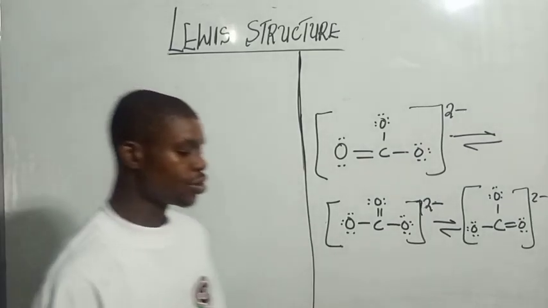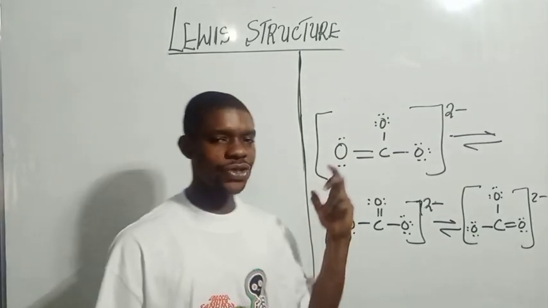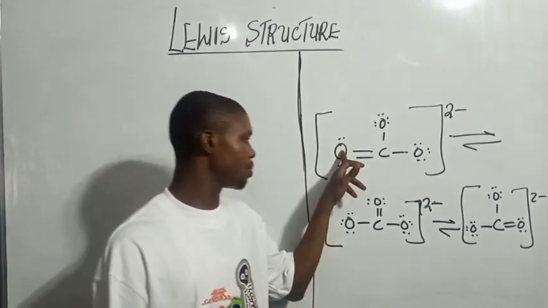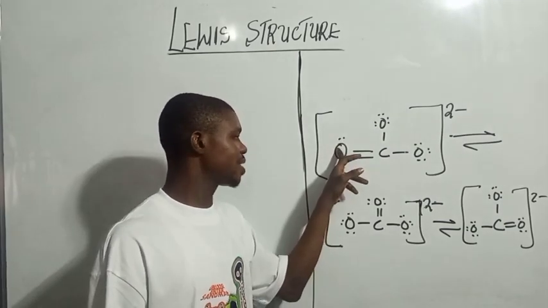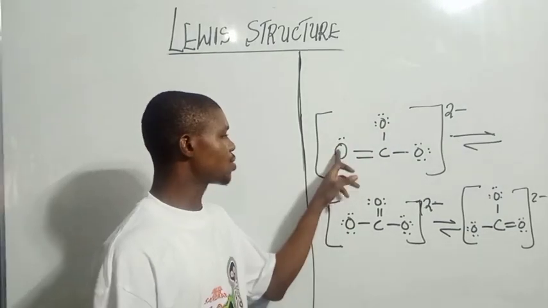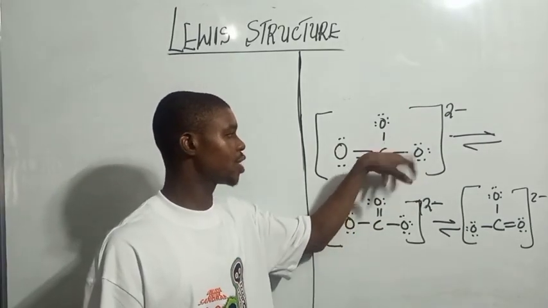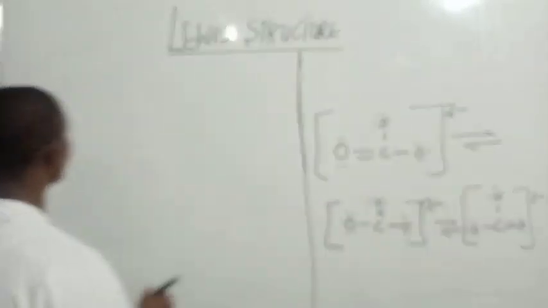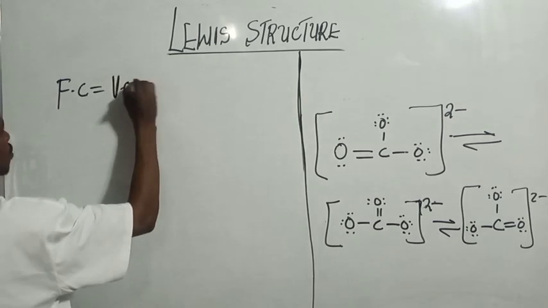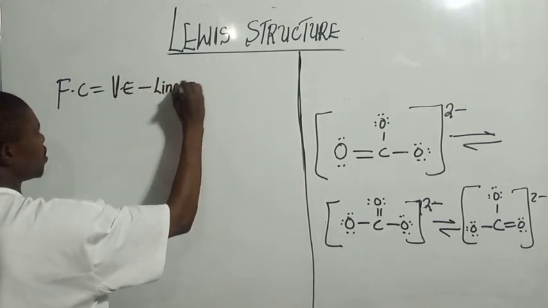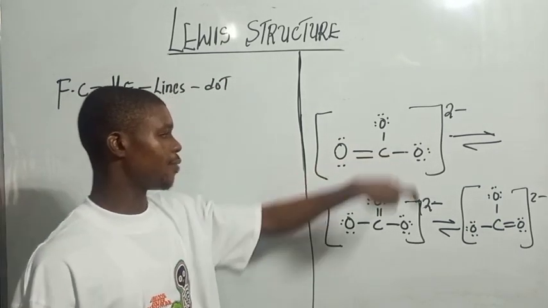So here we have two elements, oxygen and carbon. But you can see that this carbon atom here is not like the other carbon. This oxygen here is not like the other oxygen here. This one has two lines, that is two bonds. Here we only have one dot. So these two are the same, but this one is not the same. So let's calculate the formal charge. Remember, formal charge equals valence electron minus lines minus dots.